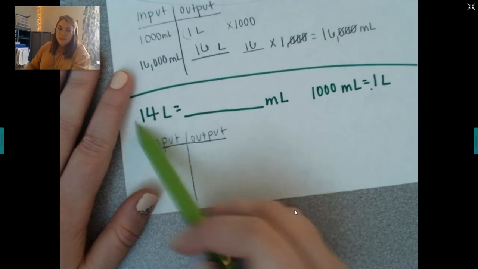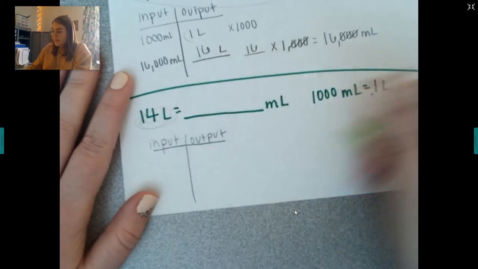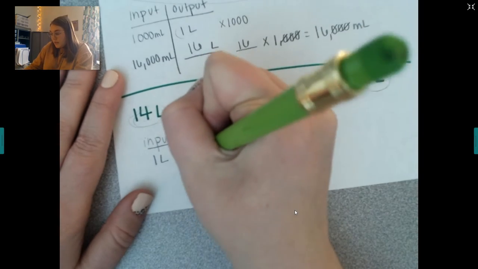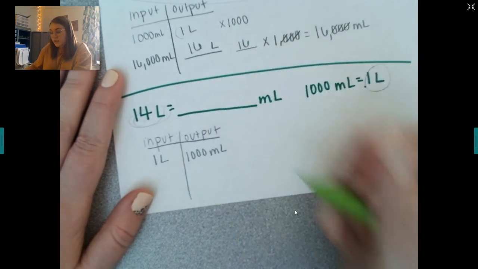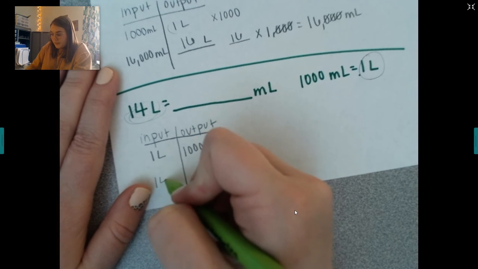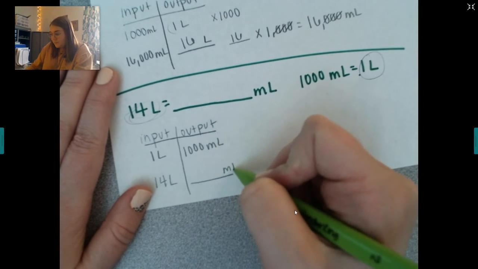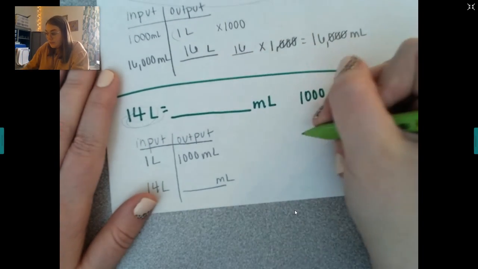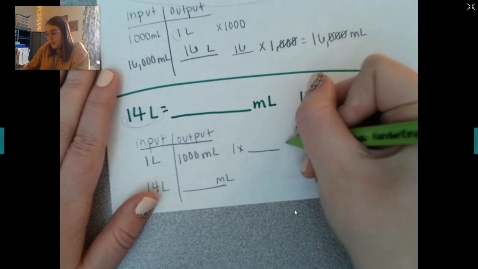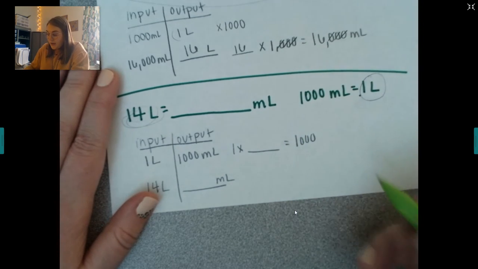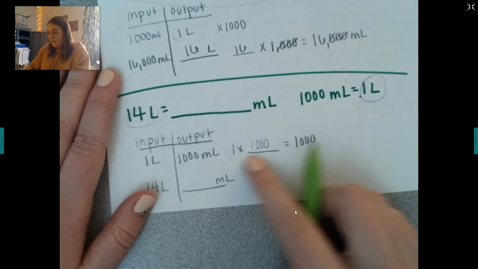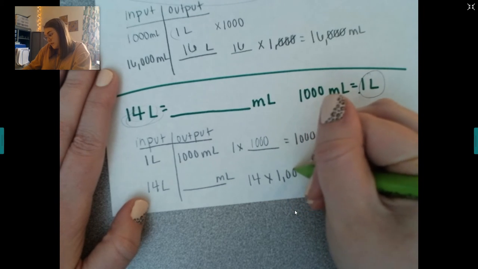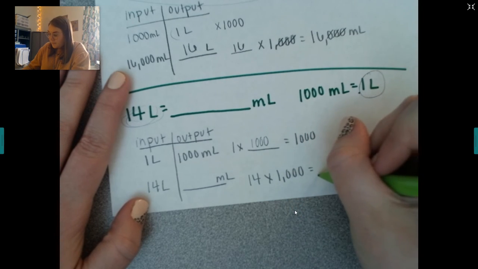Okay, so since this problem started with liters, I'm going to write liters first in my input. 1 liter is 1,000 milliliters. But Miss Simpson said, you need to know 14 liters. Your rule, you should know already, is times 1,000 because 1 times blank equals 1,000. You're trying to find your rule, and you know 1 times 1,000 equals 1,000. So if I multiply 14 times 1,000, it'll give me my answer.